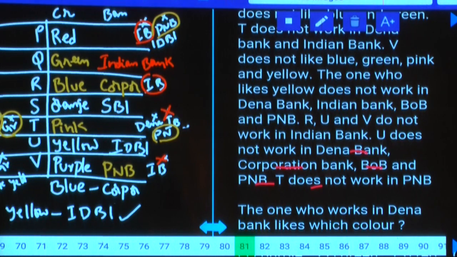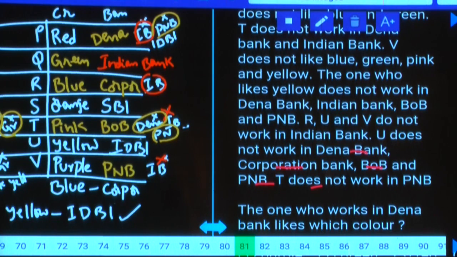Done with this? Now we have done with this one. Next one, coming to this, P and T were left over here. Now in this P and T, Dena Bank, P. Now this T is not working in Dena Bank. As T is not working in Dena Bank, this P must work in Dena Bank. If P works in Dena Bank, then what about this T? T must work in BOB.